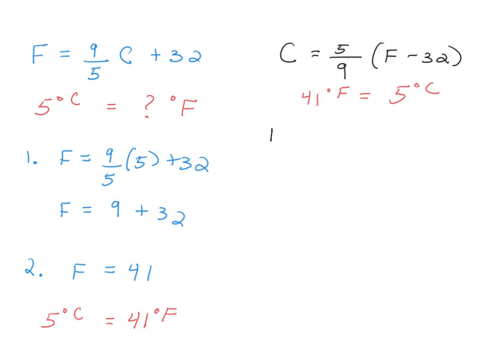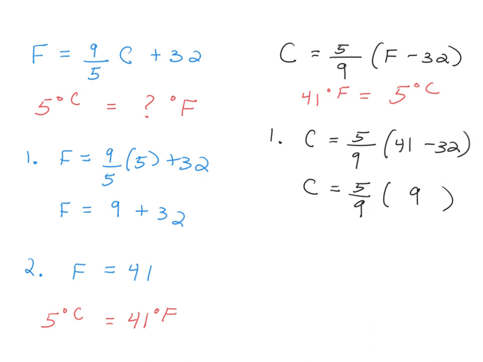So step 1 is we put 41 in place of F, and we want to first subtract 32. Again, that is the reason for those parentheses. When you simplify this, you have 5/9 times, and 41 minus 32 is 9. Now, as your second step, you want to multiply these two numbers together. 5/9 times 9 is simply equal to 5.